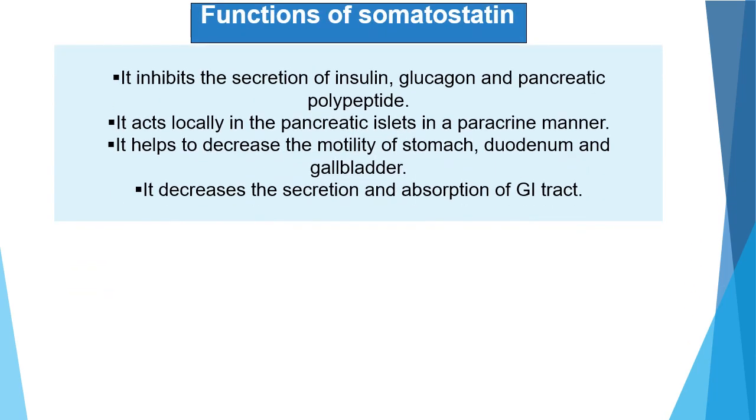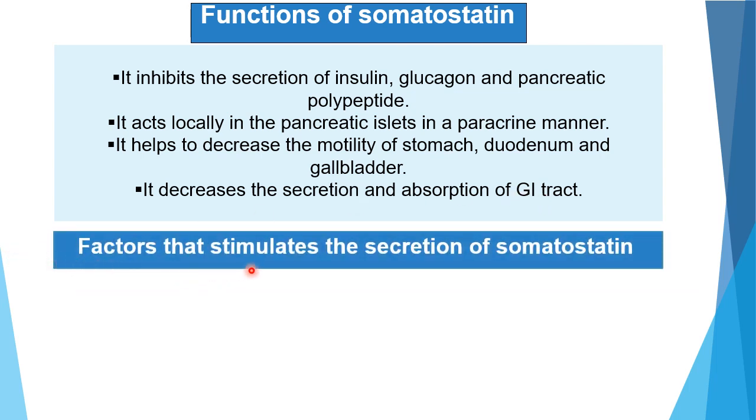Next comes functions of somatostatin. Somatostatin inhibits the secretion of insulin, glucagon and pancreatic polypeptide. Somatostatin acts locally in the pancreatic islets in a paracrine manner, thereby acting on the nearby cells. Somatostatin also helps to decrease the motility of the stomach, duodenum and gallbladder. Somatostatin also decreases the secretion and absorption of the GI tract.